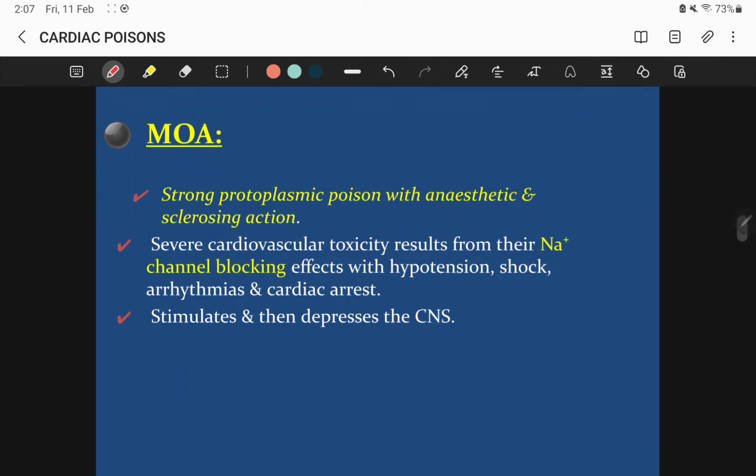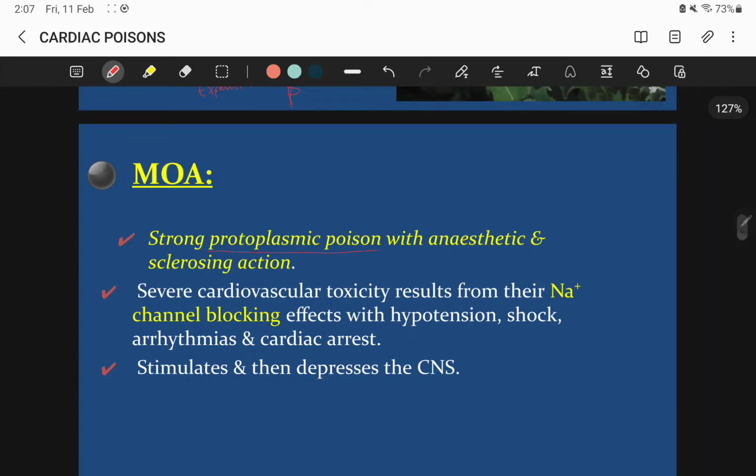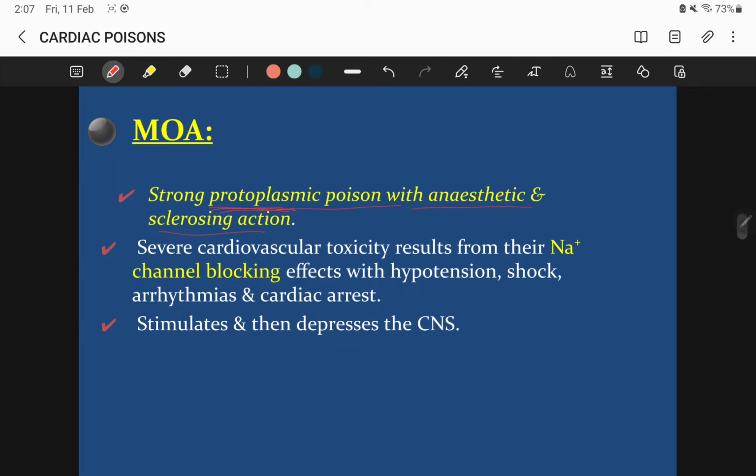So what is the mechanism of action? It is a strong protoplasmic poison. It attacks the protoplasm of the cell, with anesthetic and sclerosing action. And then it will cause severe cardiovascular toxicity that results from its sodium channel blocking effect.